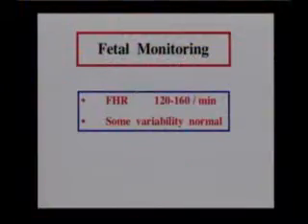I want us to address a little bit about fetal monitoring. You need to remember that the normal fetal heart rate is 120 to 160 per minute. Some variability is going to be normal. Now, the next thing I want us to do is to look at patterns, the early and late deceleration patterns. There have been questions on NCLEX relating to early and late decelerations, and you should know these.